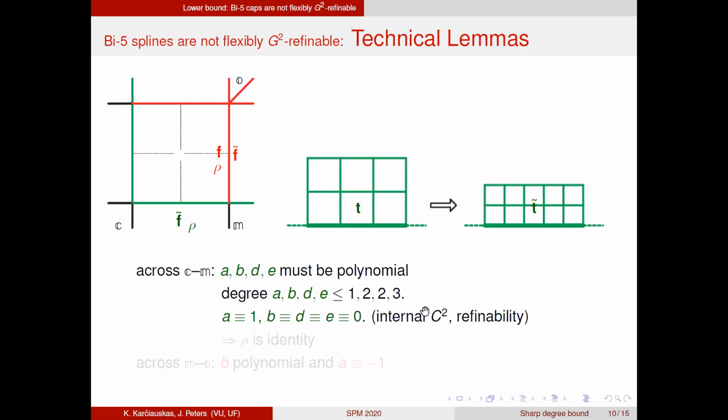And then when we add the reasonable assumption of internal C2 and the requirement of refinability, we find that not only is the degree bounded, but in fact b, d, and e are just 0, and a is the constant 1 function. And this means that for degree bi-5, our reparameterization across the boundary into this multi-sided cap actually is the identity. It will change from degree 3 to degree 5, but that's just raising the degree. It doesn't change the actual parameterization.